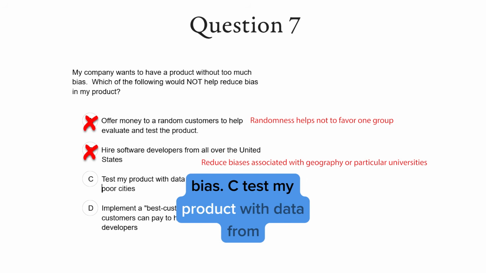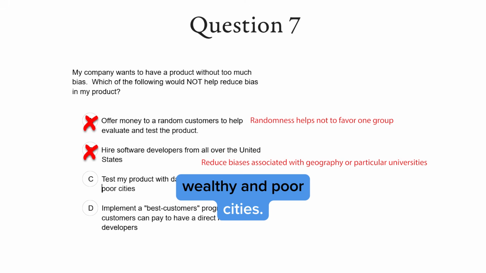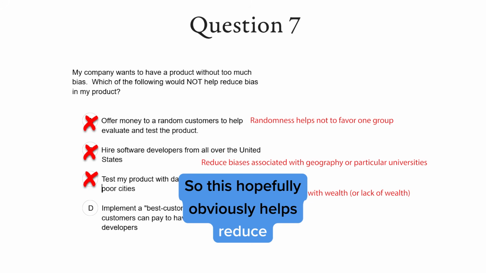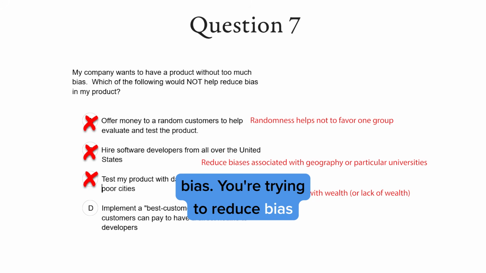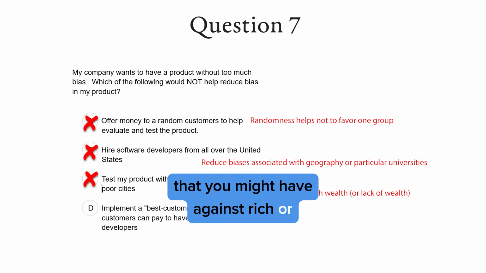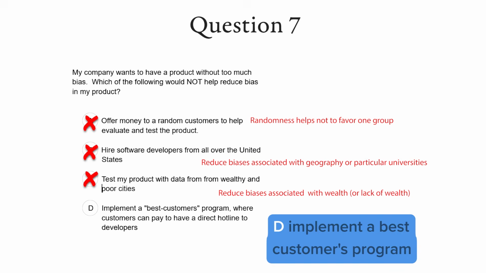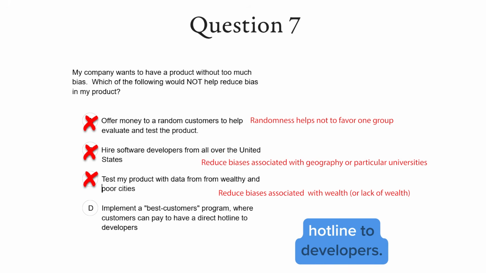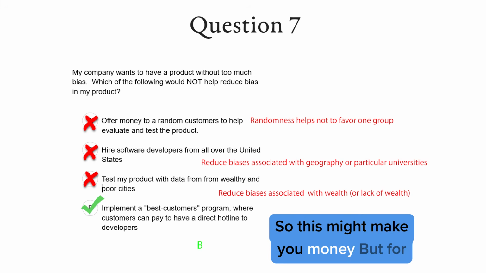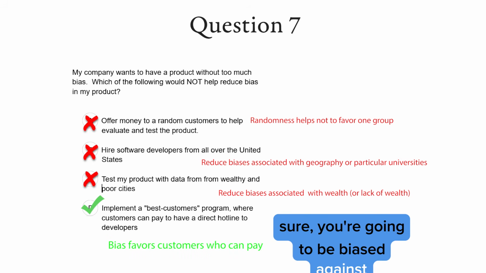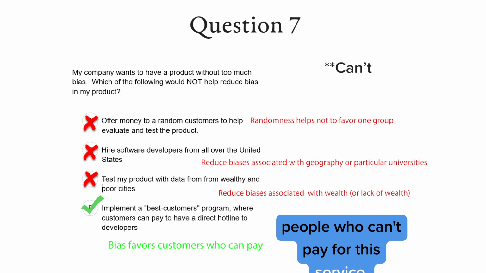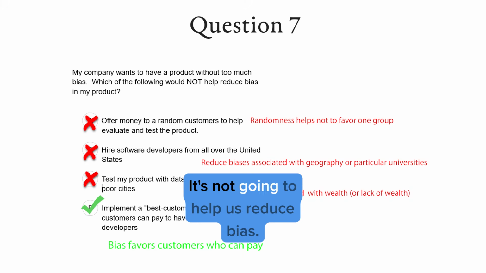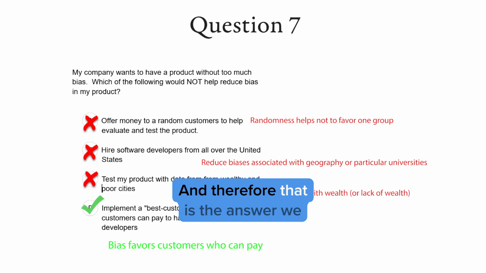C, test my product with data from wealthy and poor cities. So this hopefully obviously helps reduce bias. You're trying to reduce bias that you might have against rich or poor areas. D, implement a best customers program where customers can pay to have a direct hotline to developers. So this might make you money, but for sure, you're going to be biased against people that can pay for this service. So D is not going to help us reduce bias, and therefore that is the answer we are looking for.